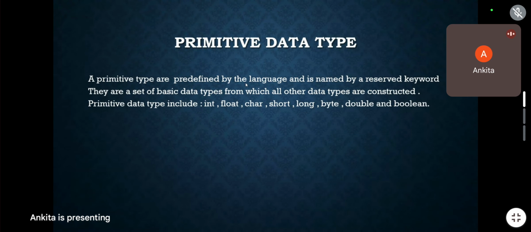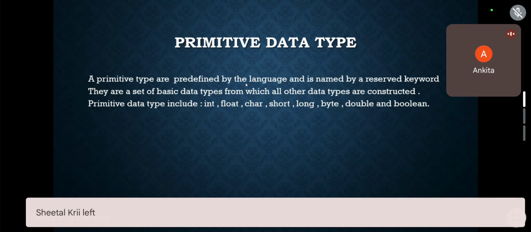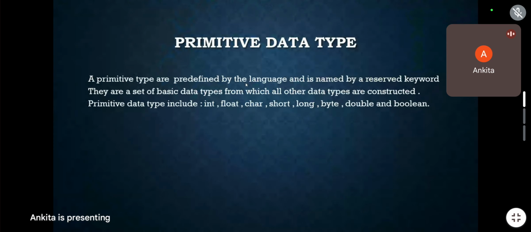Primitive data types. Primitive data types are defined by the language and are named by a reserved keyword. They are a set of basic data types from which all the other data types are constructed. They are of 8 types: int, float, char, short, long, byte, double, and boolean.